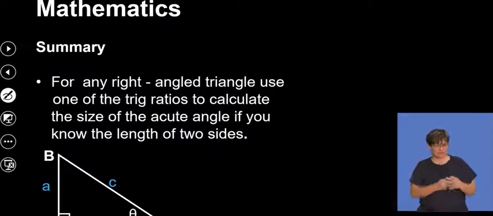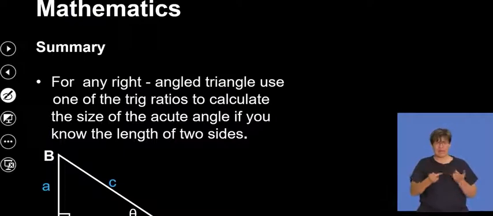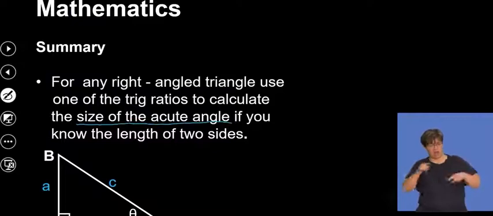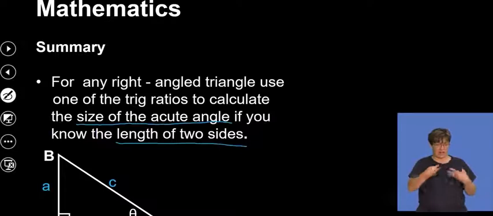Now, the other question that I asked you was, can I find one side if I'm given just one side? Here I can. For any right-angled triangle, I can use one of the trig ratios to calculate the size of the acute angle if I know the length of 2 sides. If I'm still given 2 sides, I can find the size of the acute angle. So this was about the relationship that we spoke about in terms of angles and the sides of a triangle.